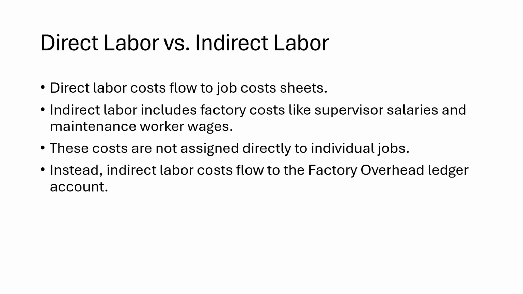Labor costs. Just as there are direct materials costs and indirect materials costs, there are also direct labor costs and indirect labor costs. So just as with direct materials, direct labor costs also flow through on the job cost sheets. Indirect labor is labor that can't be specifically traced to specific jobs. So this is going to include things like supervisor salaries or maintenance worker wages, types of employees that aren't designated to a certain type of job.